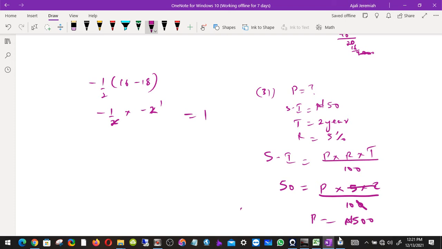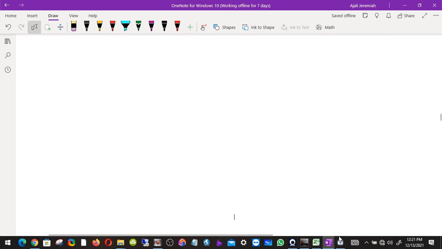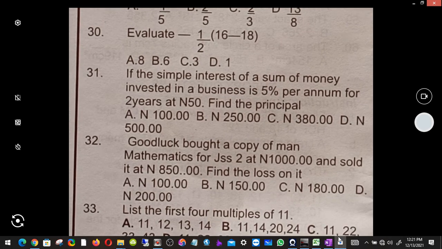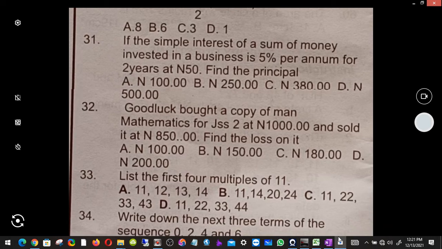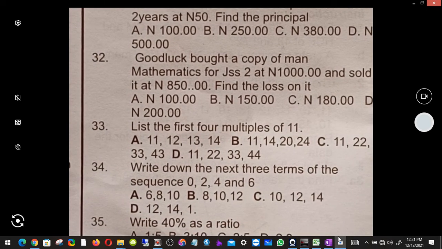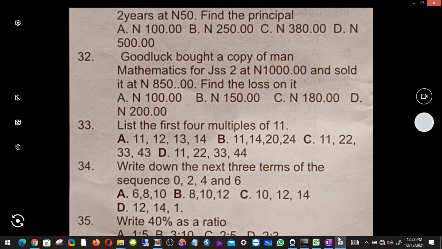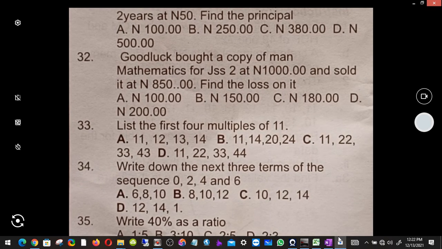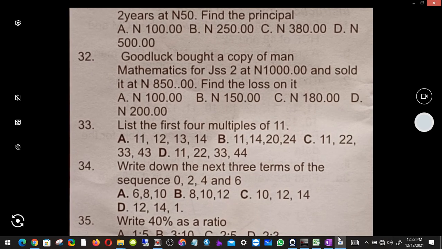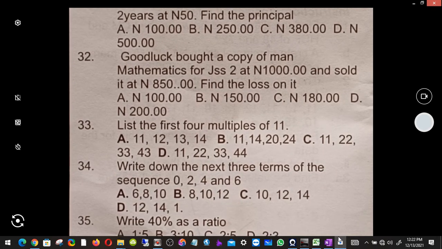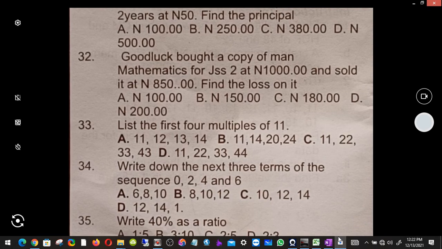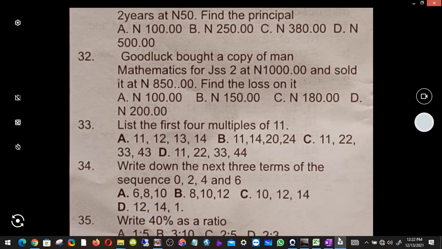Number 32. A man bought a copy of Mathematics for JSS2 at 1,000 naira. He sold it at 850 naira. Find his loss on it, not loss percent. So how are we going to get the loss? Because he made a loss this time, it's the cost price minus the selling price. So that's 1,000 minus 850, which is 150. Option B.